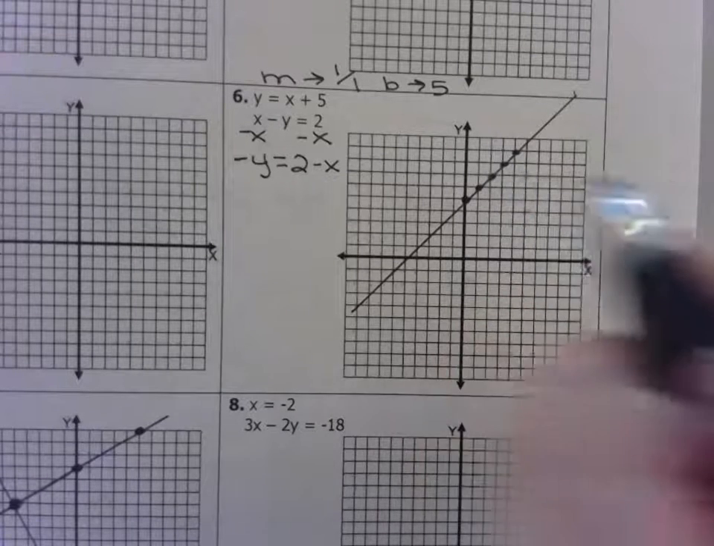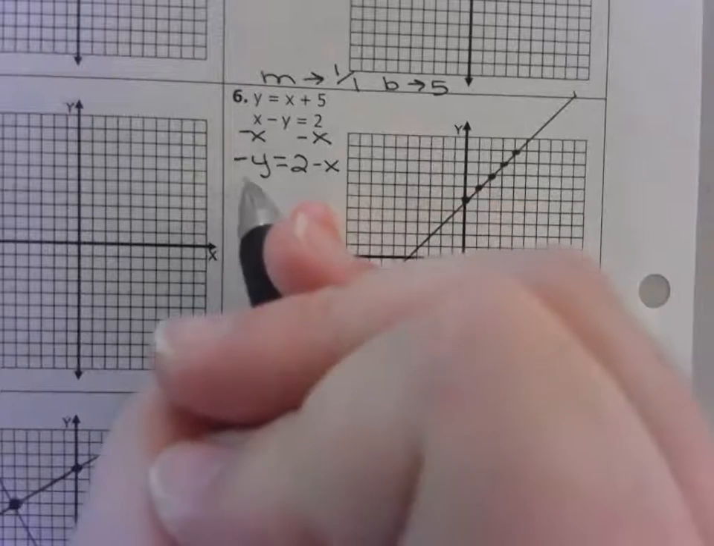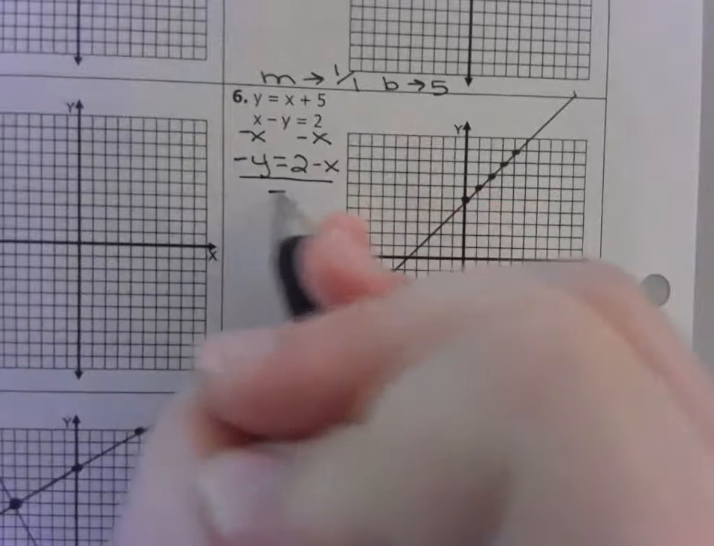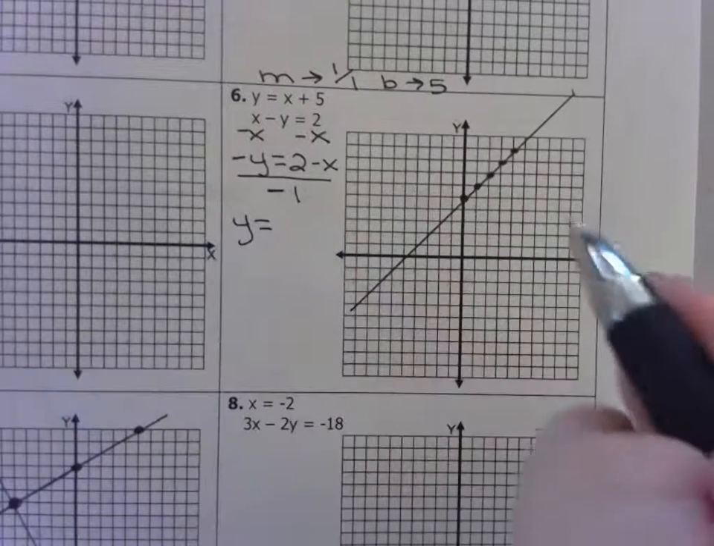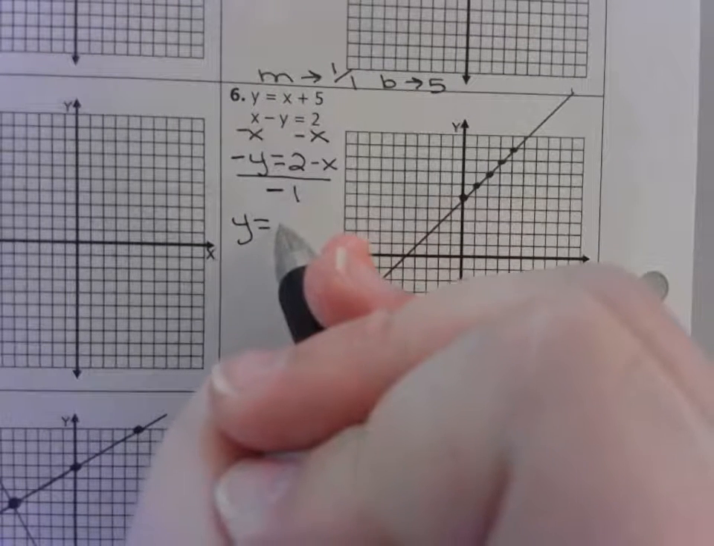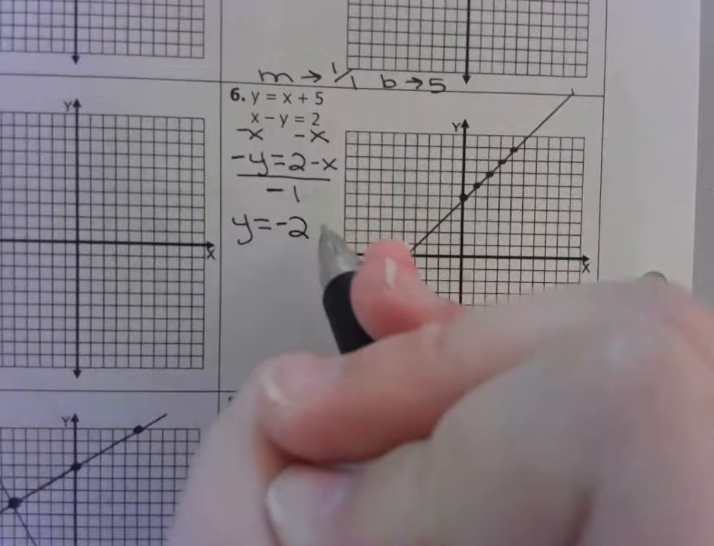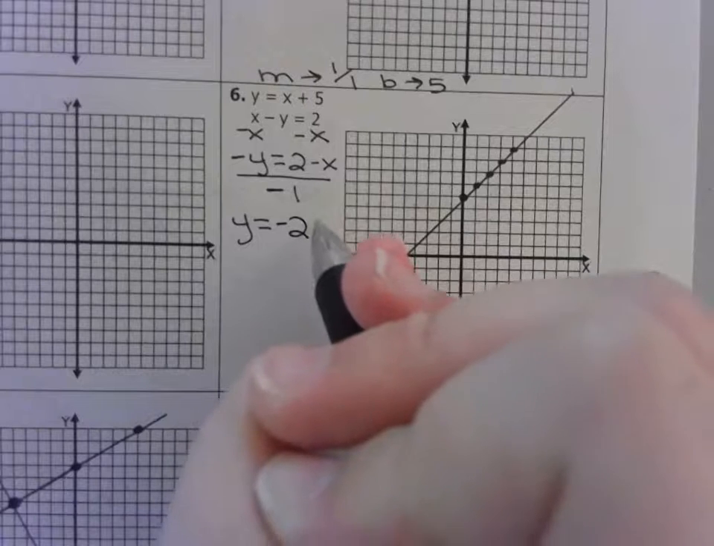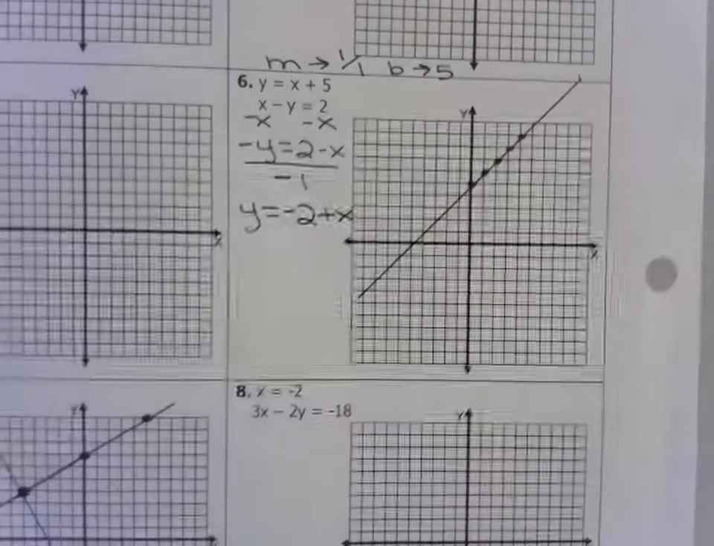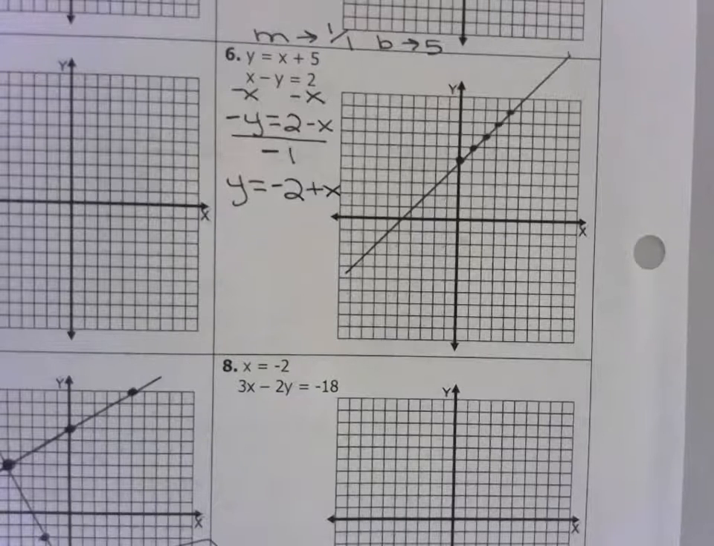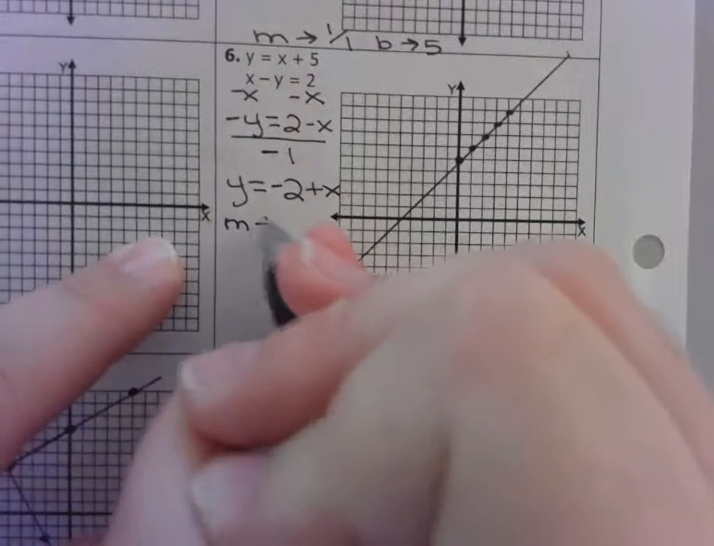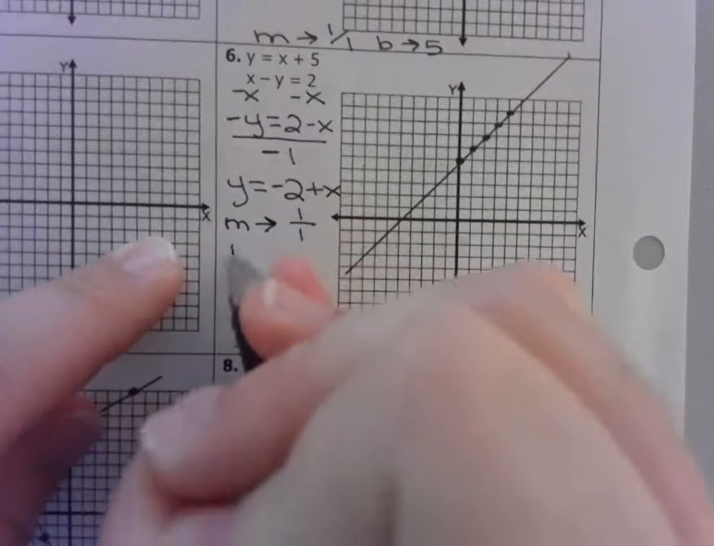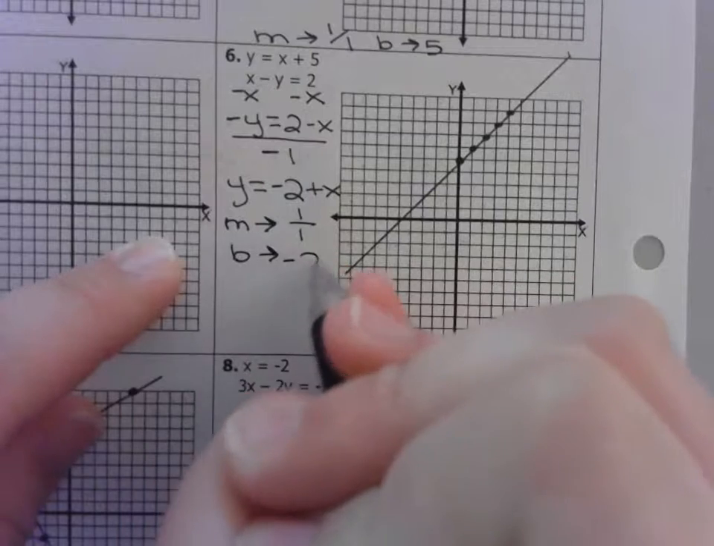Is y alone? Nope. How do I get y alone? Divide by negative 1. So y equals negative 2 plus x. Good. So again, this is all review. This should look familiar to you. I think this lesson should go pretty well. My slope is 1 over 1. My y-intercept is negative 2.